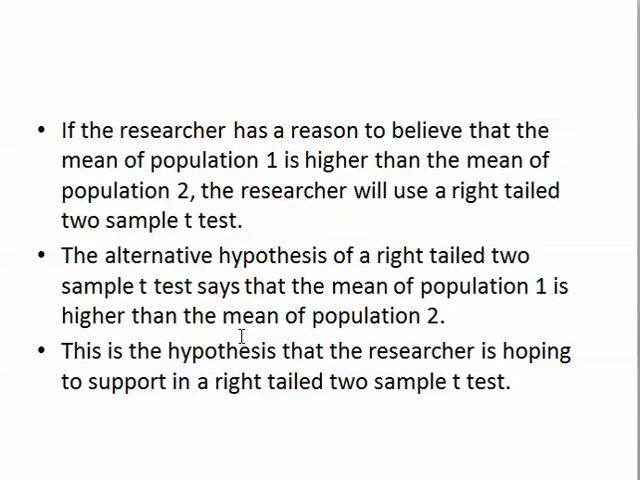If the researcher has a reason to believe that the mean of population 1 is higher than the mean of population 2, the researcher uses something called a right-tailed test. The null hypothesis still says that the population means are equal, because the null hypothesis always has the equal sign. But the alternative hypothesis goes along with what I'm predicting. So if I'm predicting that the mean of population 1 is higher than the mean of population 2, that becomes my alternative hypothesis.